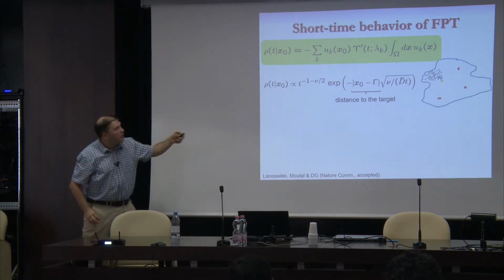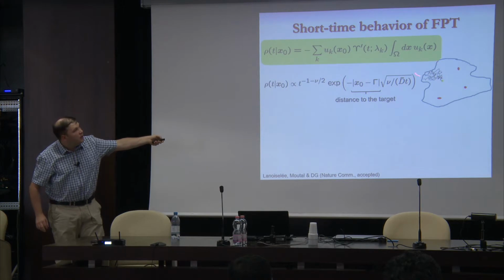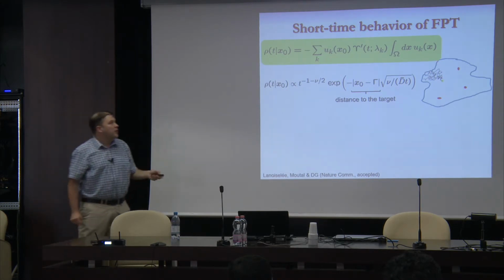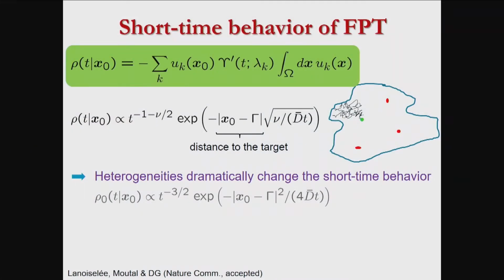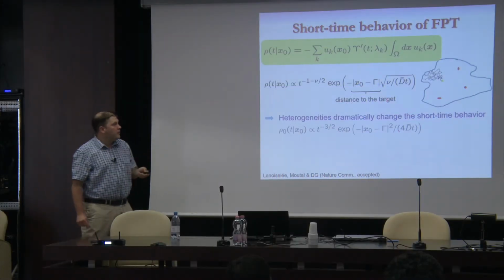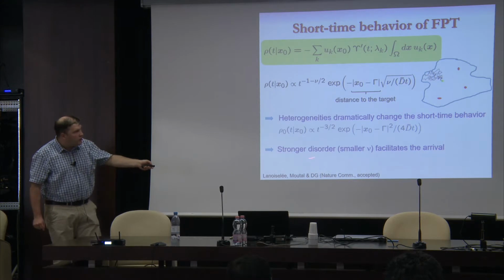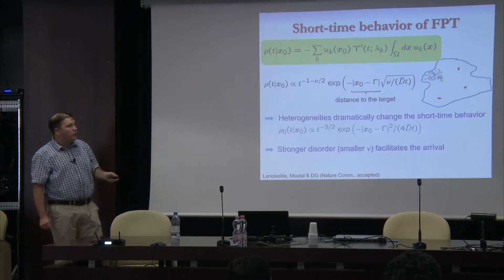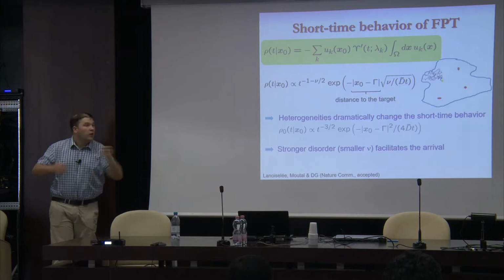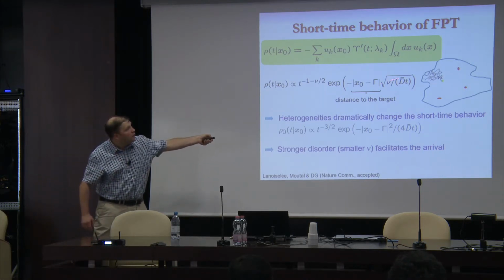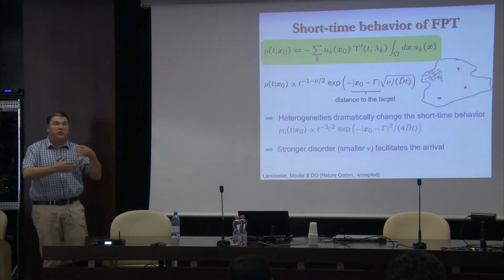And again, you get the same kind of 1 over the square root of t dependence in the exponential. And again, you can see that heterogeneity drastically changed the short time behavior. Here are again the asymptotics for the homogeneous case. So this factor is large. So here the left tail is significantly increased. And moreover, you can see that the stronger disorder, which means the smaller new parameter, would facilitate the arrival. So it essentially controls the amplitude here. So the arrival would be faster.